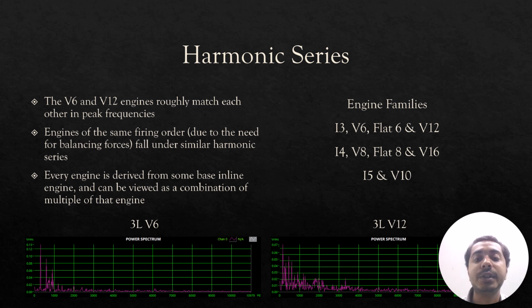Engines are often scaled versions of simpler base configurations, like how the i3s build into V6 and V12, or how i4s extend to V8 and V16. These family relationships explain why certain engines produce similar harmonic content. It's not random, it's built into their mechanical DNA.